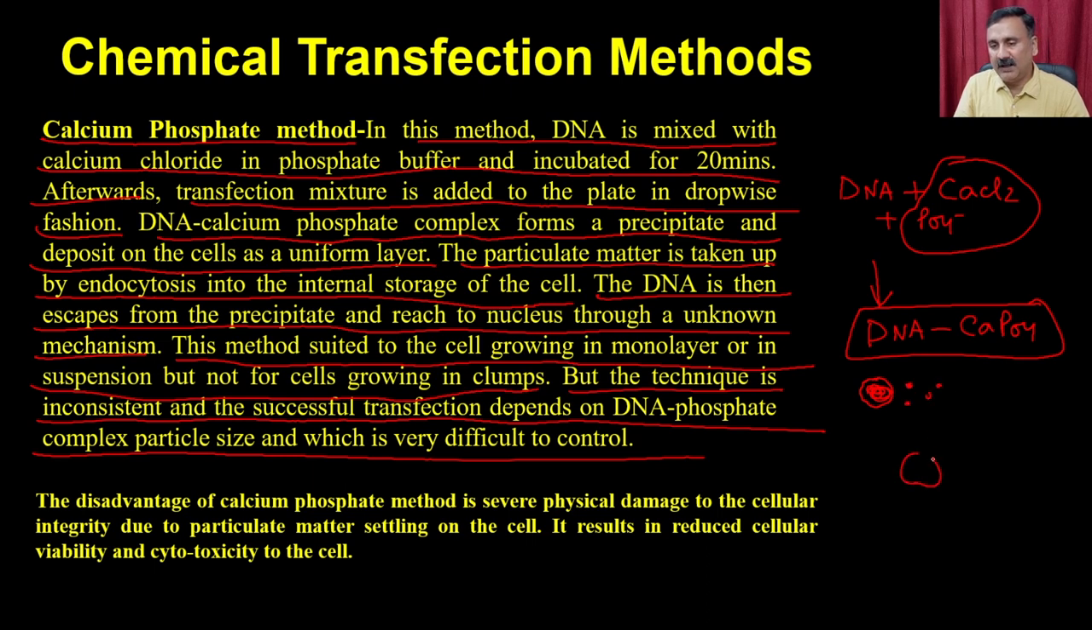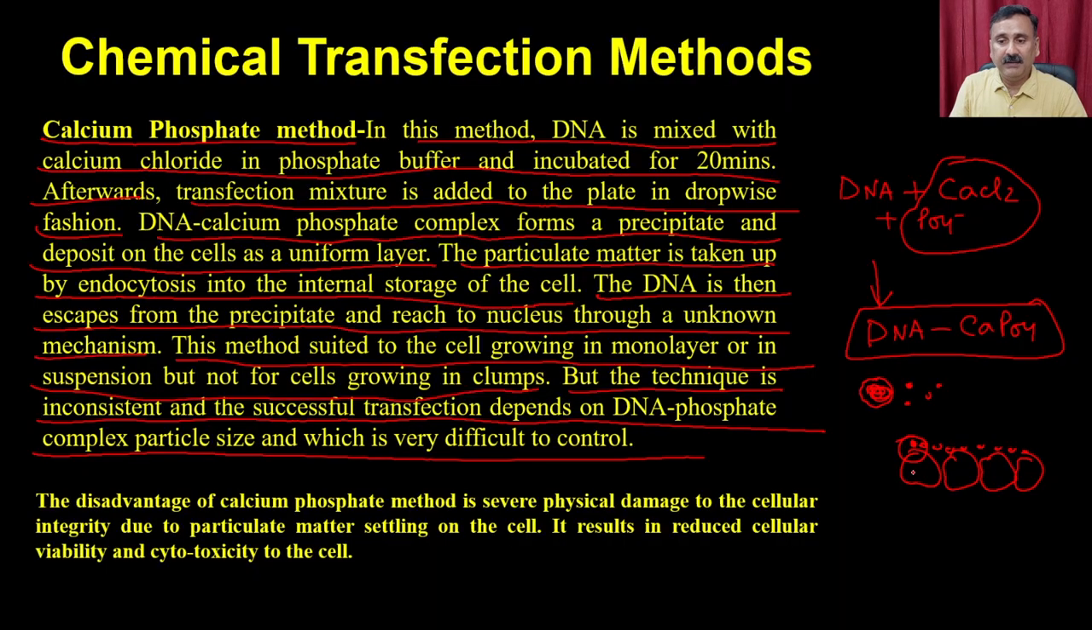So imagine that you have a cell, right? You have a single monolayer of cells. All these particles are going to sit on top of this. Once the particle sits on any cell, the cell has an inherent tendency to eat these particles, just like when we take food particles. When food goes inside our body, the cells take up this food. As a result, the particle is taken up inside. Then once the particles are inside, the DNA is released from them, and that's how the DNA reaches the nucleus.